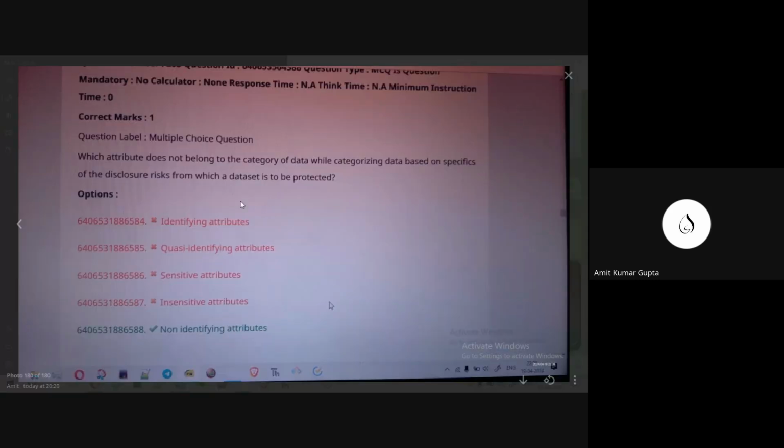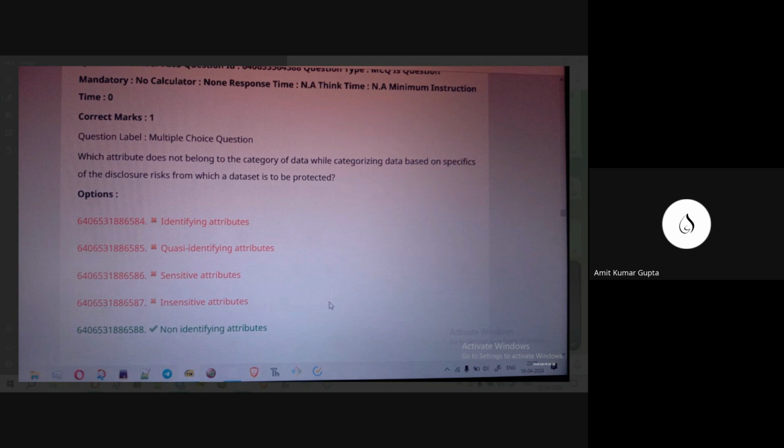Just read it. Which attribute does not belong to the category of data while categorizing data based on specifics of the disclosure risks from which a database is to be protected. Why? This question is quite confusing. Okay, let me try to explain.